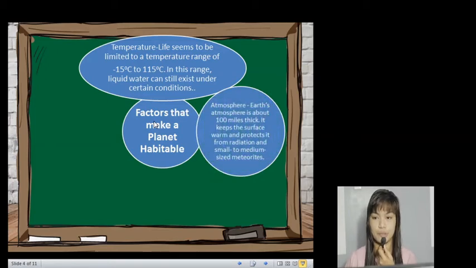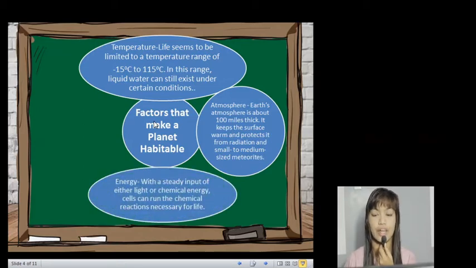Second is the atmosphere. Earth's atmosphere is about 100 miles thick. It keeps the surface warm and protects it from radiation and small to medium-sized meteorites. Unlike the Earth, the moon is full of craters, because the moon has less atmosphere or less gravity. That's why it can easily be attacked by meteorites. Our planet Earth has an atmosphere 100 miles thick, so all living things are safe from radiation and meteorites. So that is the second one, the atmosphere.